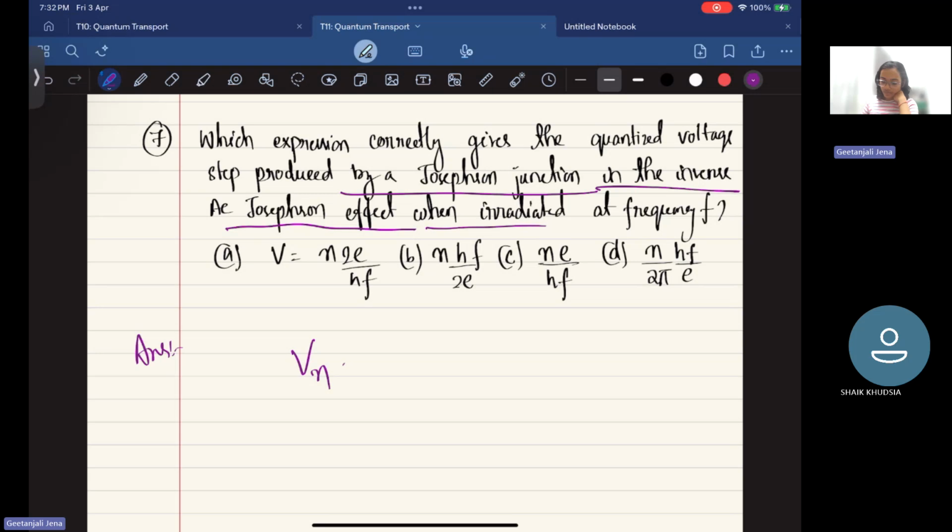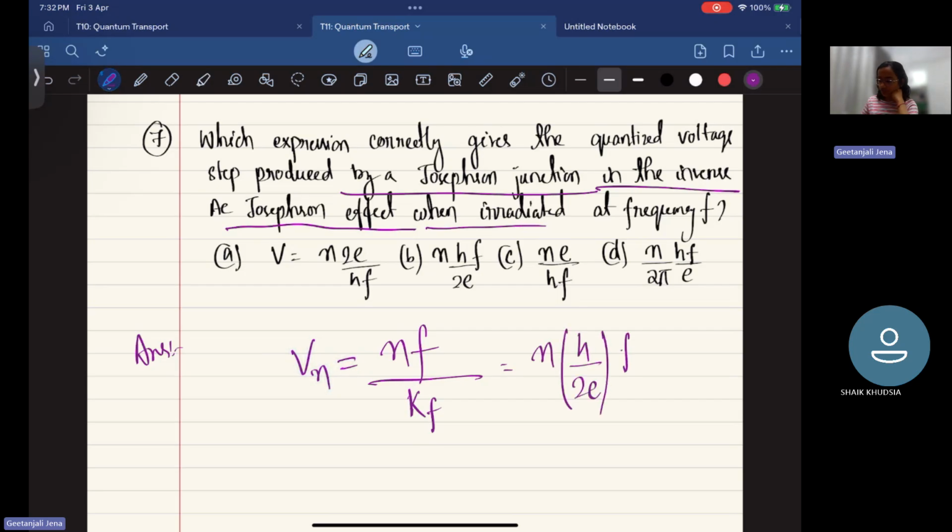Okay, so just remember the formula. For a voltage standard, Vn is directly proportional to f, and there is a constant n and K. Kf is 2e/h, so Vn is n times h/2e times f. So option B, I think. Option B is the correct option.